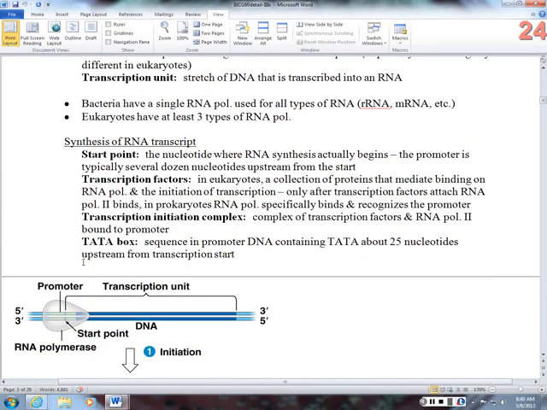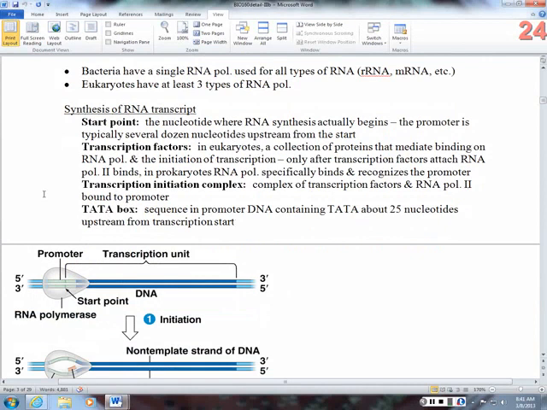So when we make this RNA transcript, you have your starting point, which is the nucleotide where the RNA synthesis actually begins. A lot of times your promoter, which is shown down here, is going to be a regulatory sequence that is quite a bit ahead of the start. Sometimes the promoter is right next to it, but the promoter is going to be before that.